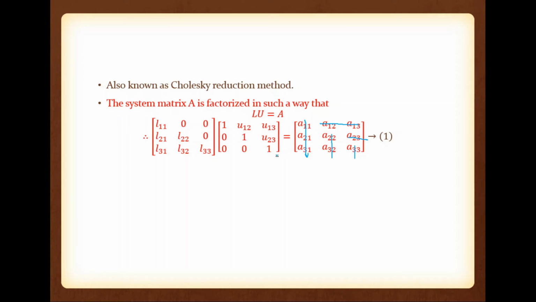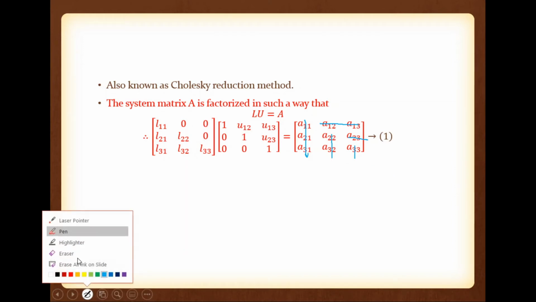If it is a large matrix, first find the first column of A, then the first row of A, then the second column of A, then the second row of A, then the third column of A, then the third row of A. Like that we are going to find.